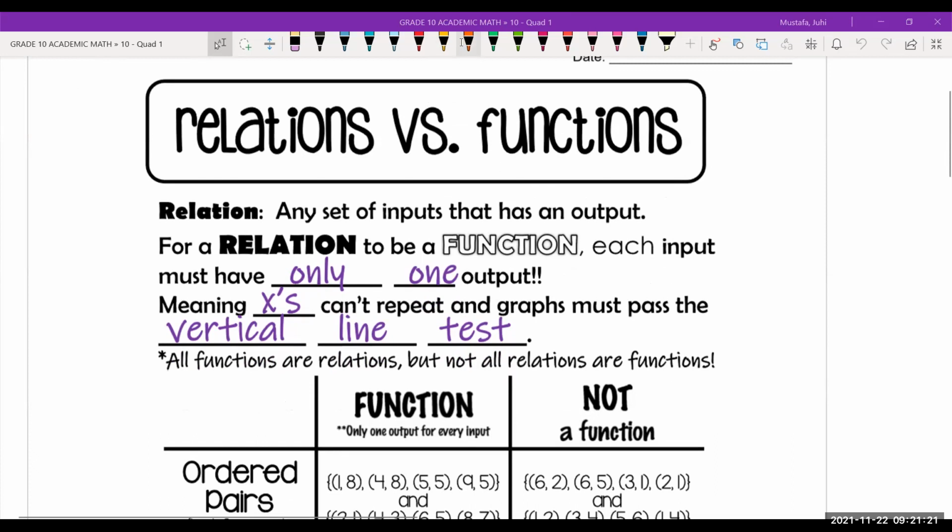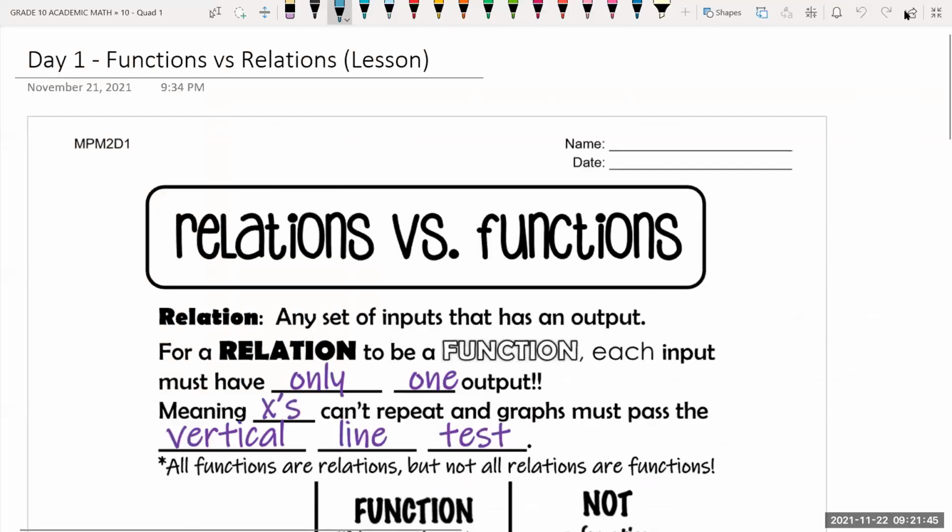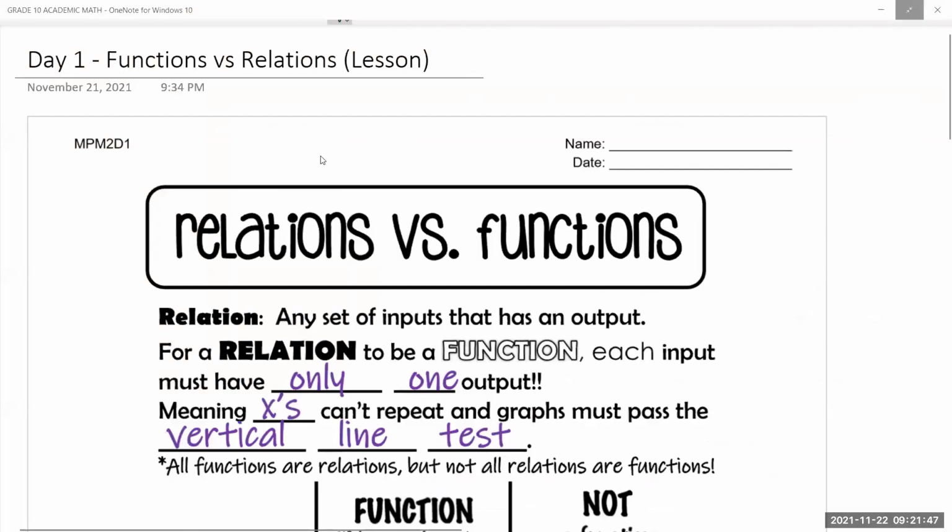Oh no, my program's not working. One second. There we go.